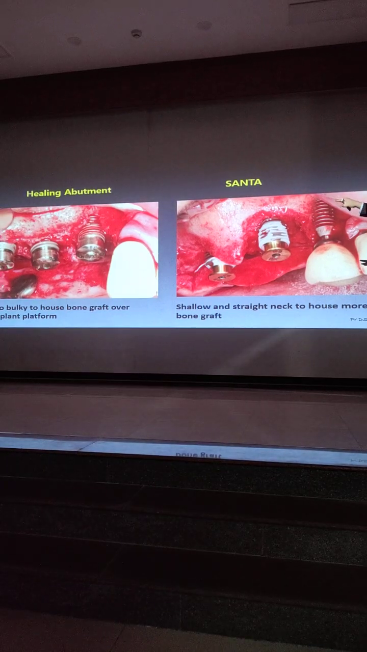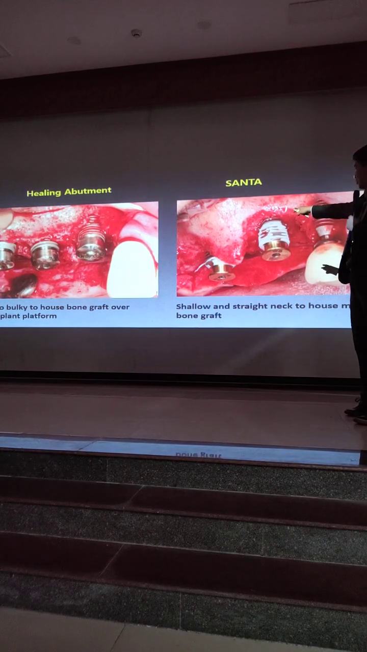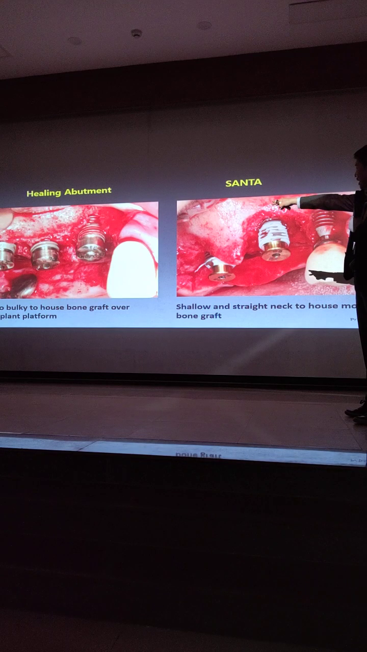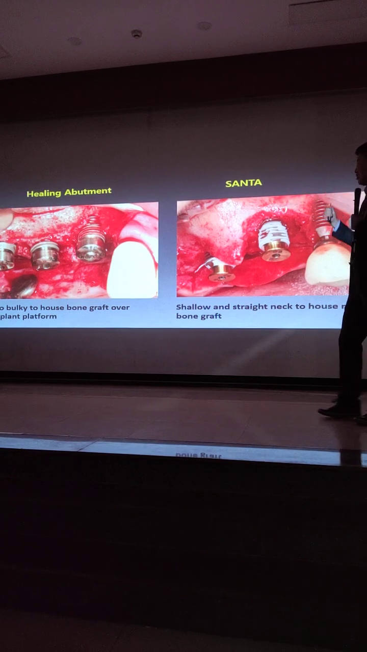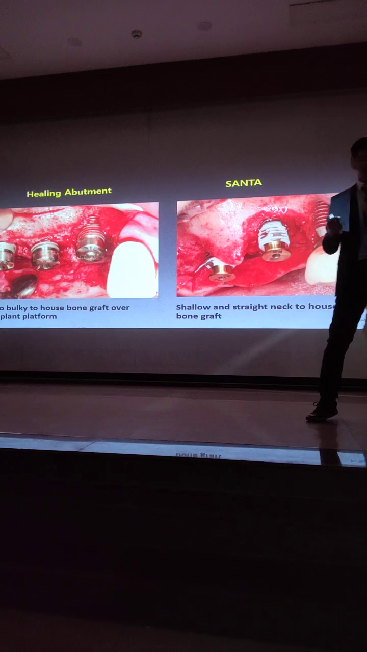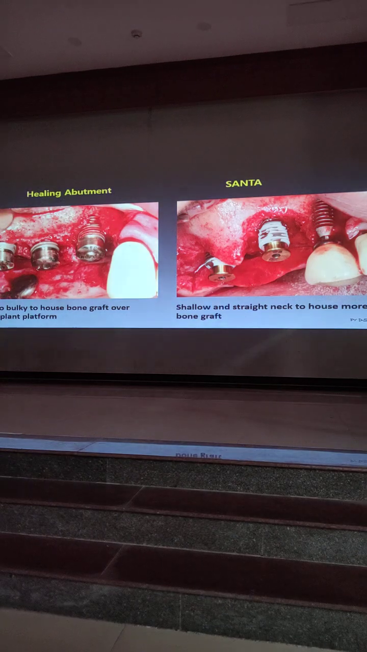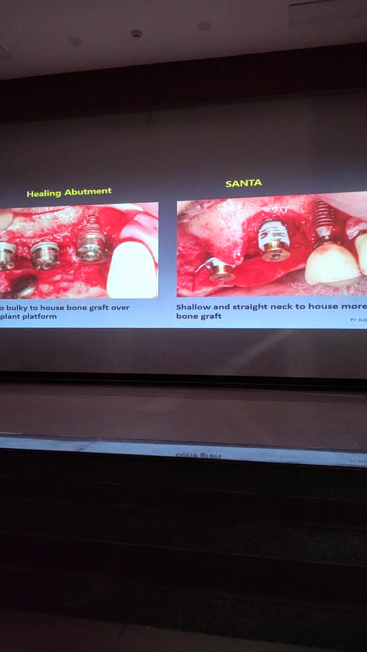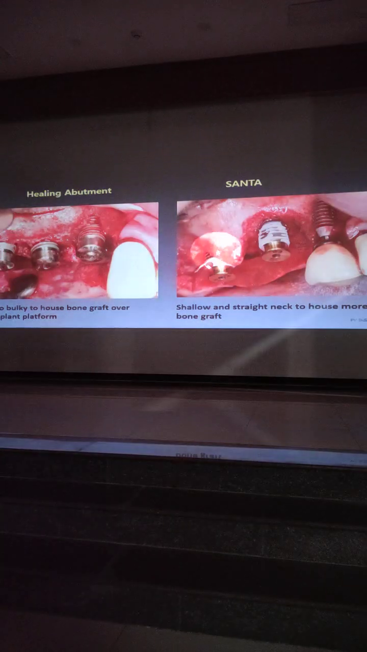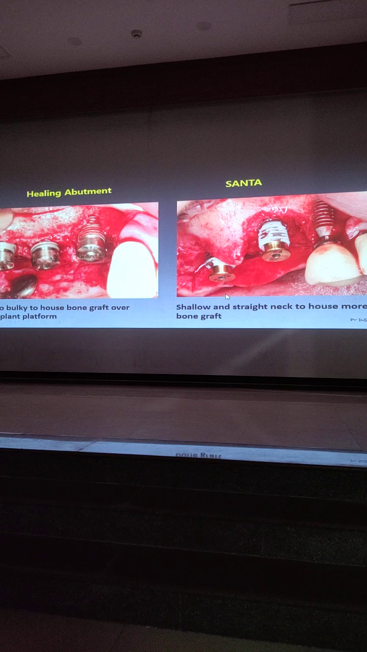Take a look at the comparative image. The left side shows you the 3 mm high healing abutment as the tenting pole. The right side shows you the Santa as the tenting pole. The Santa can accommodate more bone around the implant. Okay?